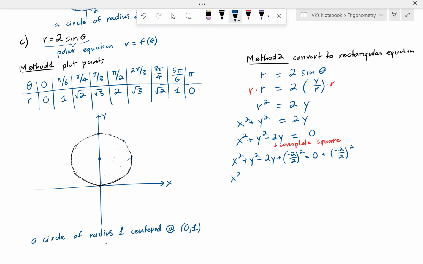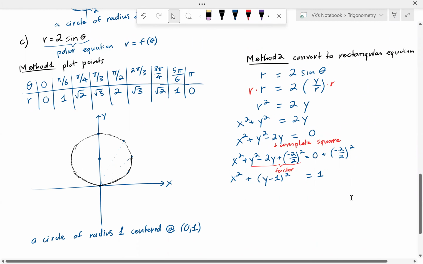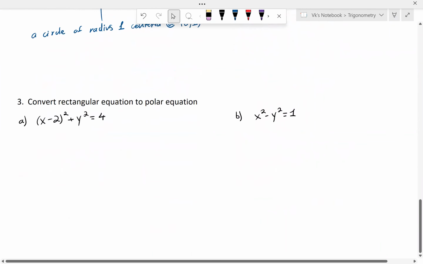We have x squared. And this we're going to factor. Well, the factor is y minus 1 squared. And we get 1. So that is right. Yeah. If you look, this is the equation of the circle that has the radius of 1, center at 0, 1.